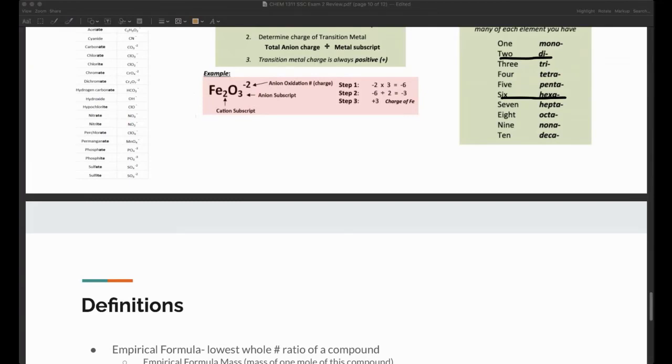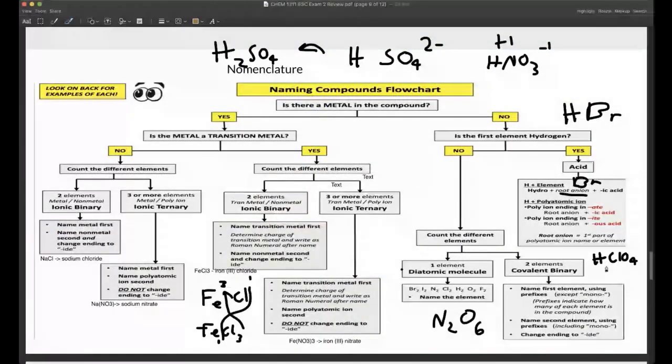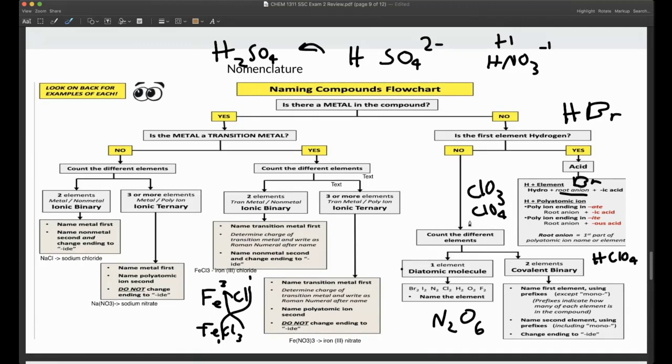So answering your question, Michael, for the per part, per is used to indicate one more oxygen than the -ate molecule. So if you remember, ClO3- is -ate, right? Chlorate. So when you have one more O, you have ClO4-, which is going to be perchlorate. Does that make sense?